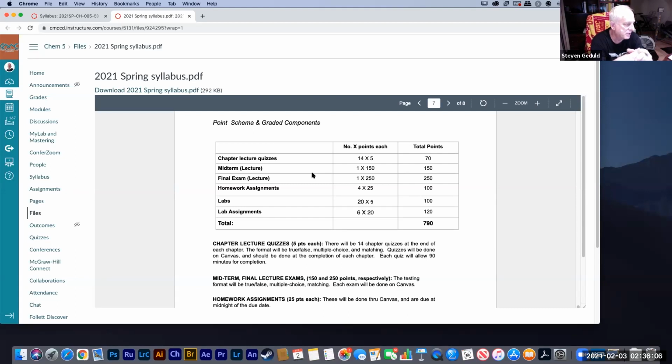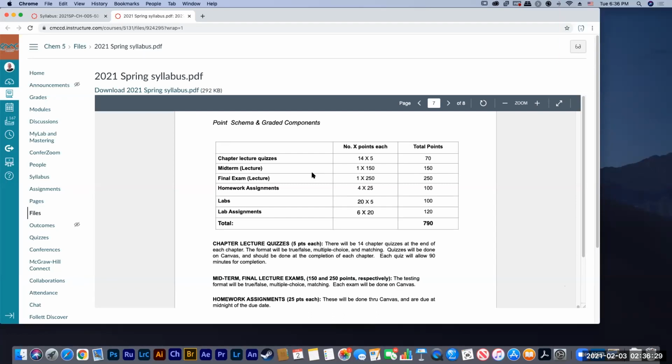The labs, there are 20 labs that are assigned. Each one's worth 5 points. When you look at Connect, there'll be labs and then there'll be assignments at the end of every 3 or 4 labs. So 3 or 4 labs, each one's worth 5 points. Then you have an assignment, which is worth 20 points. There are 6 assignments and there are 20 labs. That's 220 points, almost as much as the final.